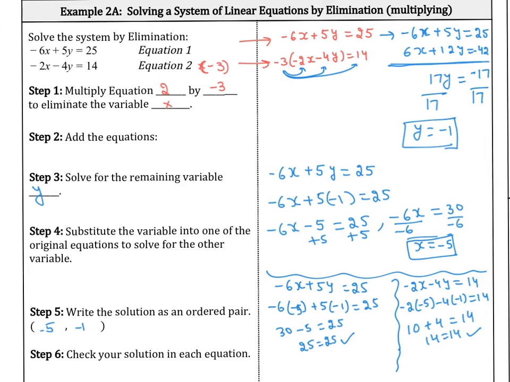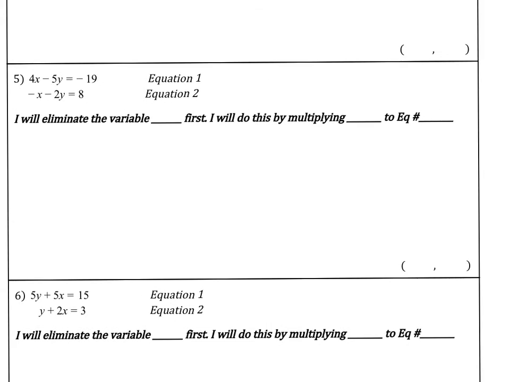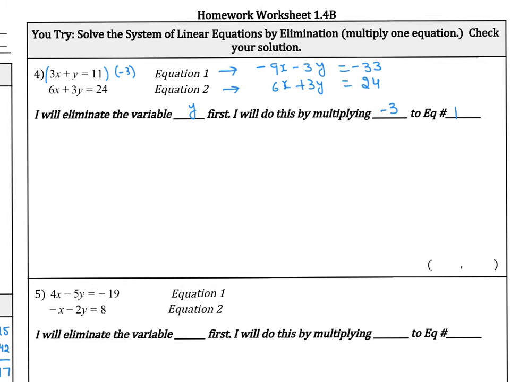Do the You Try problem on the other side. You Try problem number 4. In this case, I decided to make the y term the same with opposite sign. That's why I multiplied this equation by negative 3. When we multiply this by negative 3, this is going to be negative 3y, and this is positive 3y already.